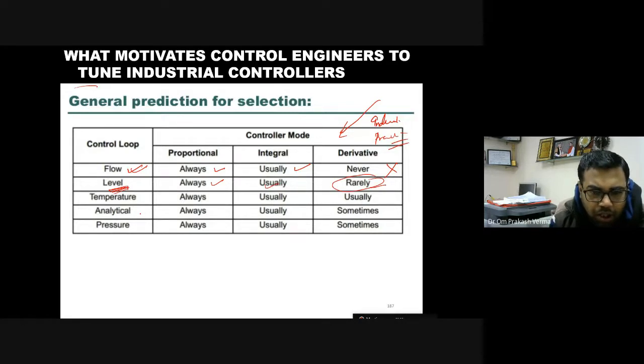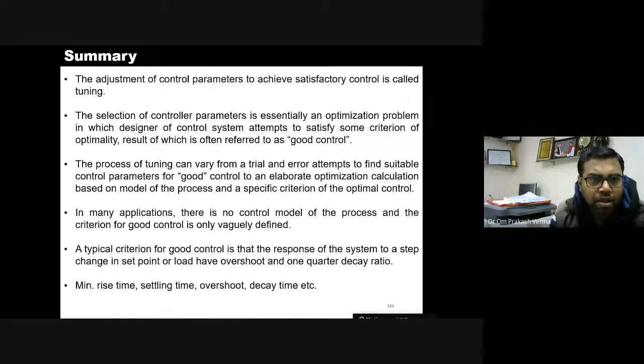ठीक है. बात करें टेम्परेचर का, तो temperature is controlled by the proportional controller as well as the integral controller as well as the derivative controller. तो टेम्परेचर में आपको फास्ट कंट्रोल चाहिए, and therefore we use the derivative controller. In a similar way, analytical and pressure में आप इस तरीके का combination ले सकते हैं, right? So this is the summary of what we have studied till now.